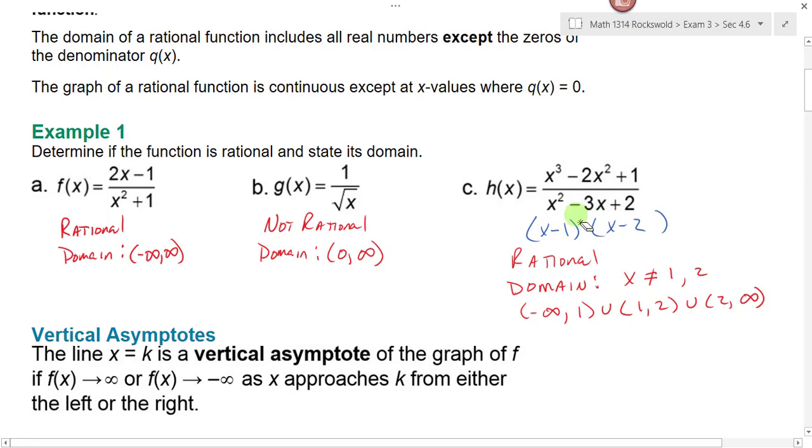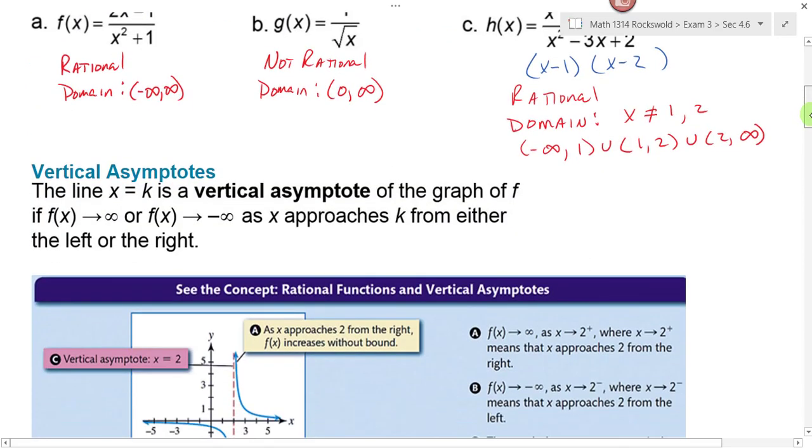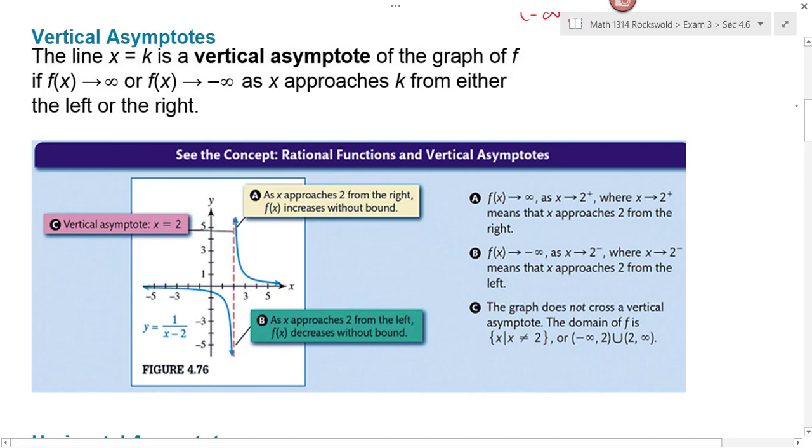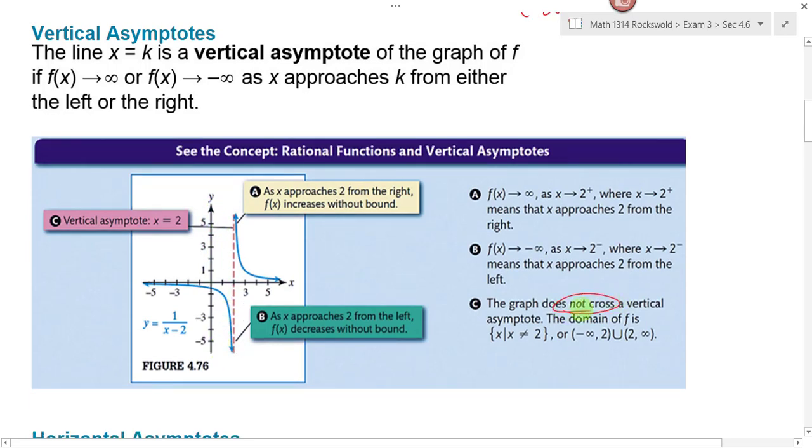Where this denominator is equal to 0 is where the graph of the rational function has what's called vertical asymptotes. The line x equals k is a vertical asymptote of the graph of our function if the y values approach infinity or negative infinity as x approaches k from either the left or right. If you look at the graph of this rational function, the denominator is equal to 0 at x equals 2. Well, at x equals 2, our y's are going off to infinity as we approach 2 from the right, and they're going off to negative infinity as we approach 2 from the left. A vertical asymptote is just a vertical line that the graph will not cross. Your graph will never cross a vertical asymptote.